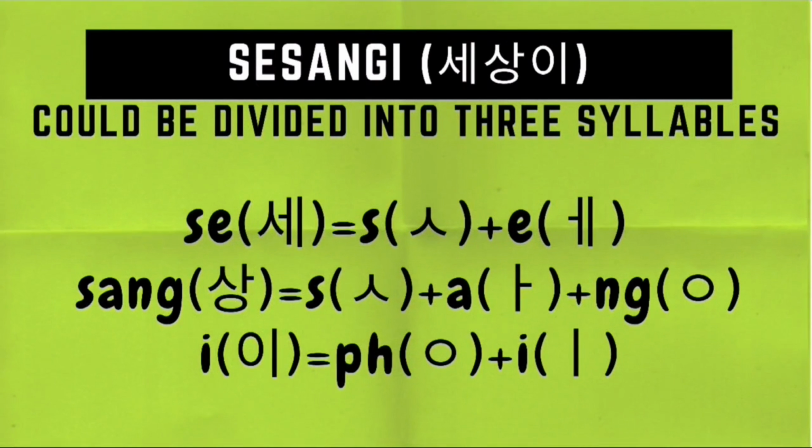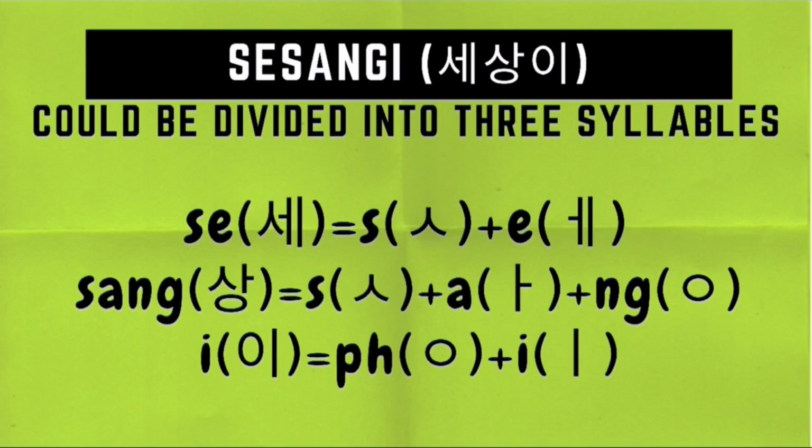How do you write sesangi in Hangul? It is composed of three syllables. For the first syllable se, we need to draw first a siyot character followed by an e character. For the second syllable sang, we need to draw first a siyot character followed by an a character followed by an iyang character. For the third syllable i, we need to draw first a placeholder or a no sound iyang followed by an e character. And then we just need to combine the Hangul for each of these three syllables to form the Hangul of the word sesangi.